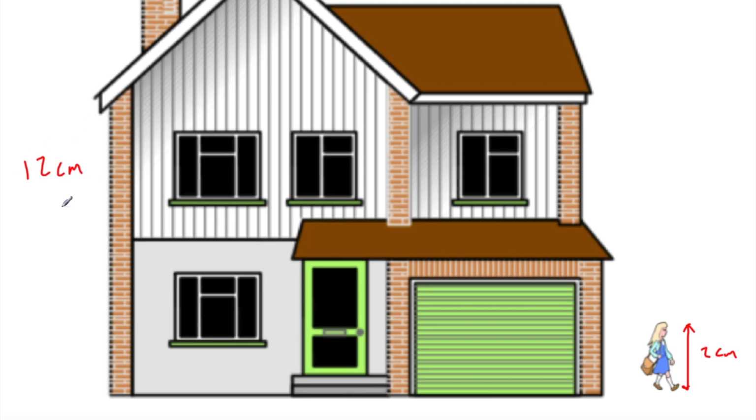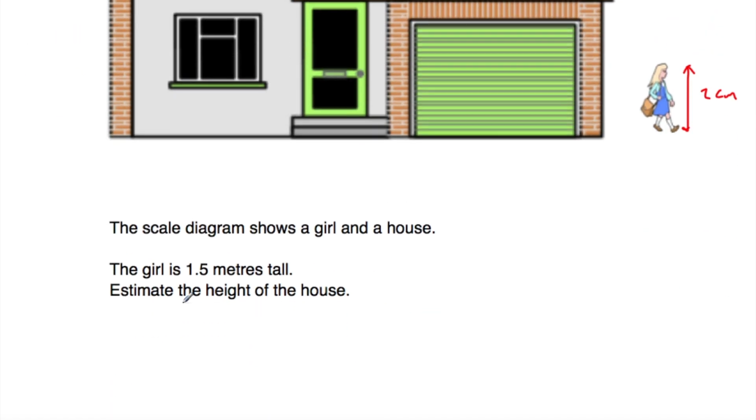Then I divided the height of the house, 12, by the height of the girl, 2, in centimeters, and that is equal to 6. So the house is 6 times taller than the girl. To estimate the height of the house, we take the height of the girl, 1.5 meters, and times that by 6. If we want to times something by 6, we could times it by 2 and then by 3, because timesing by 2 and then by 3 is the same as timesing by 6.